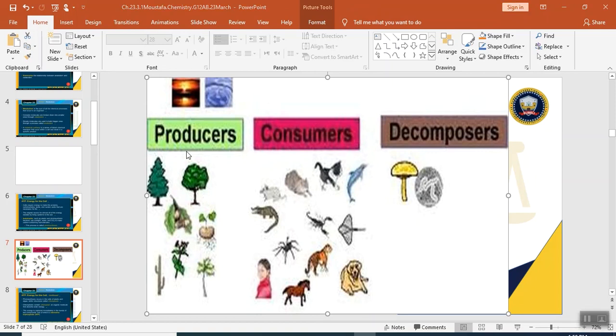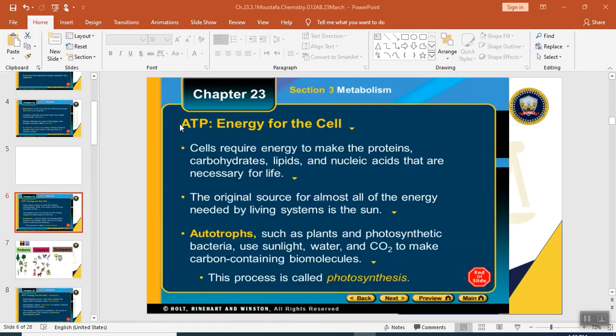So here plants are producers. Almost 99% of plants are producers, consumers like humans or animals. ATP, energy for the cell. Cells require energy to make the proteins, carbohydrates, lipids, and nucleic acids that are necessary for life. So here, carbohydrates can be produced inside the plants. Lipids, proteins, nucleic acids can be produced inside the living cells in our body.